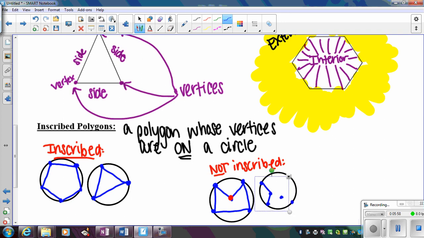So if I take and connect these, might as well finish up making a star here. This would not be inscribed as well because of these points that are not on the circle. So even though some of them are, we have some that aren't. So those are your examples of inscribed versus not inscribed.